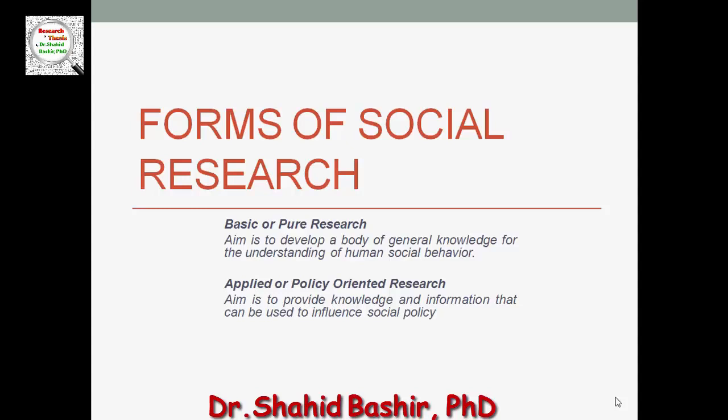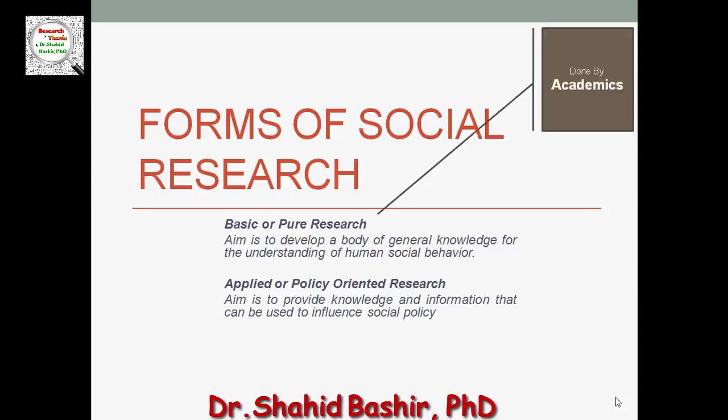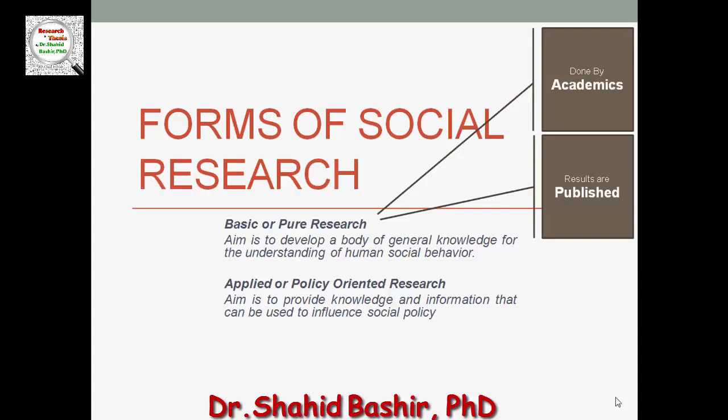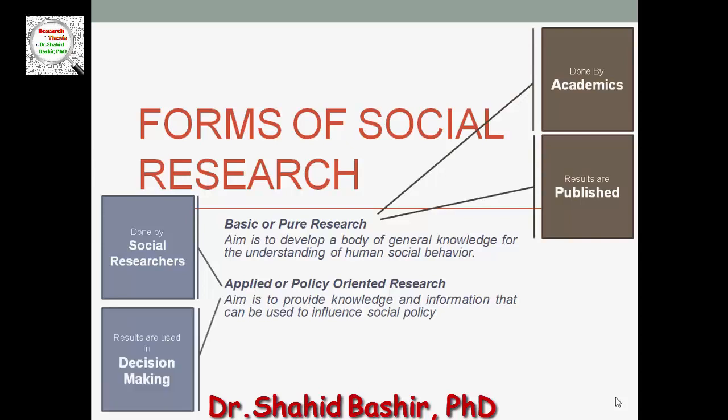This social research can be of two forms. Number one, basic or pure research, which aims to develop a body of general knowledge for the understanding of human social behavior. Such research is done by academics and their results are usually published in journals, books, and so on. Applied research, on the other hand, is done by social researchers to provide knowledge and information that can be used to influence social policy. Such research is used in decision making.